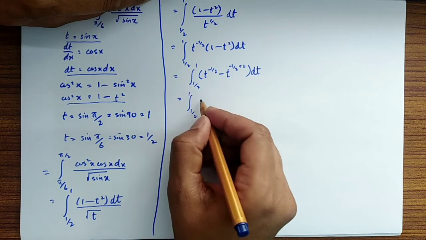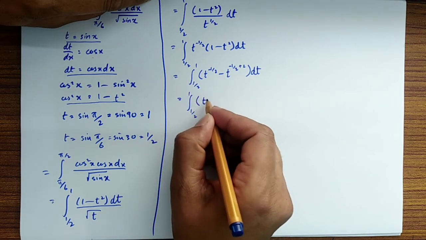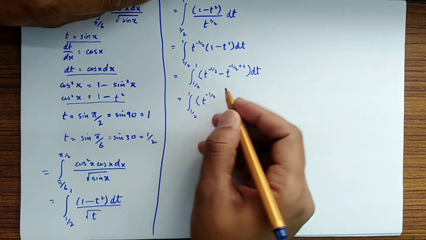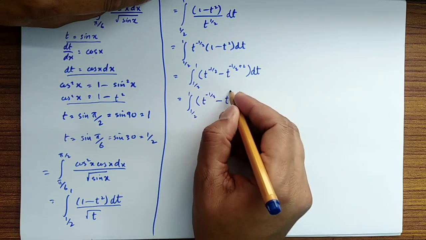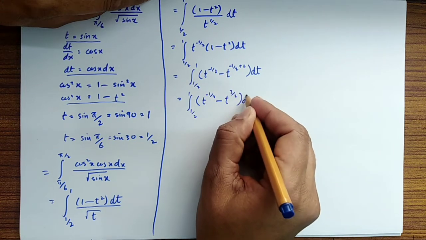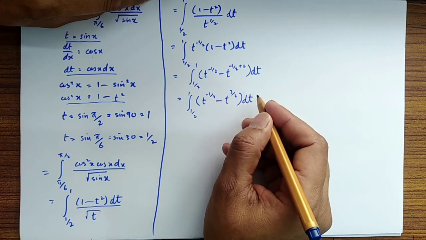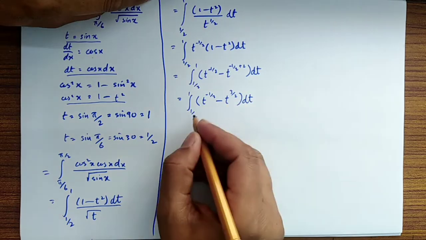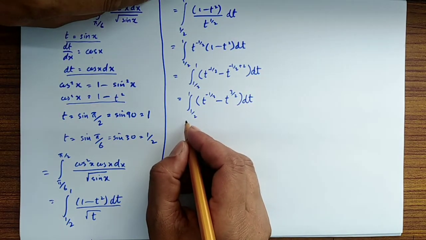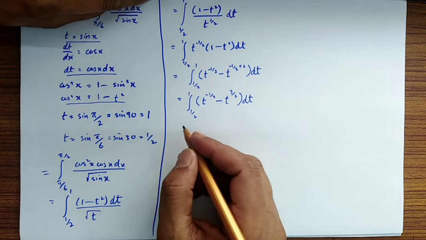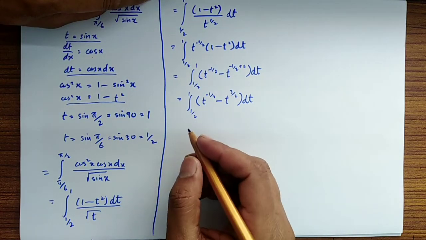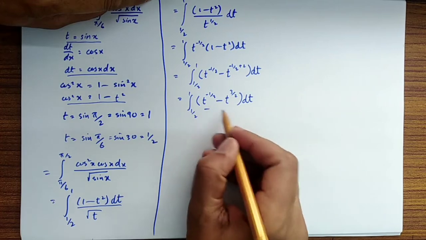that gives t power minus 1 upon 2 minus t power 3 upon 2, dt. Still now we haven't applied the integral. We are just making a suitable condition to find the integral. Okay, now this is the condition where we are going to apply the integral. The simpler you make the question, the more easily you can find the integral. So we are going to apply this integral individually on each part, this one and this one.